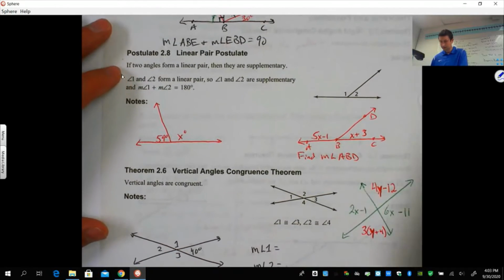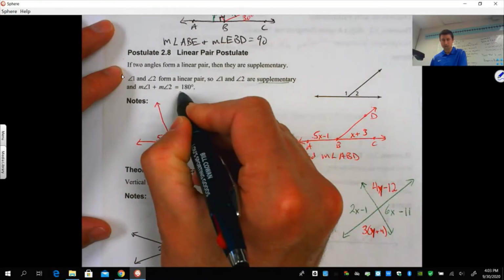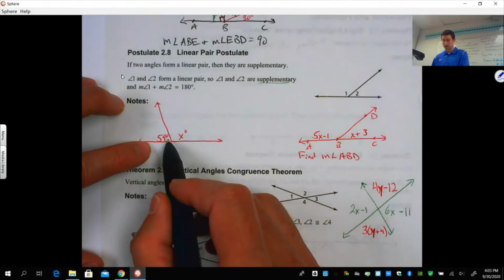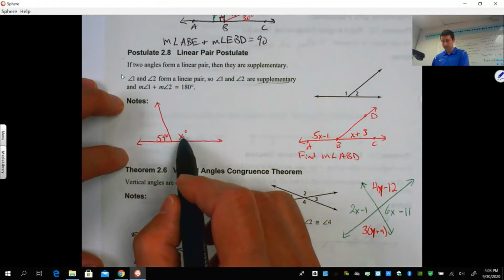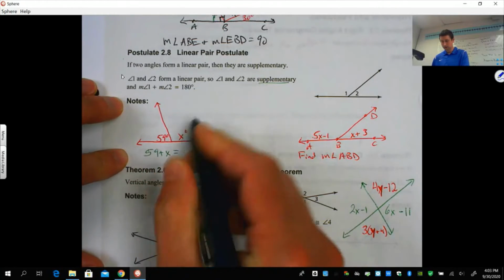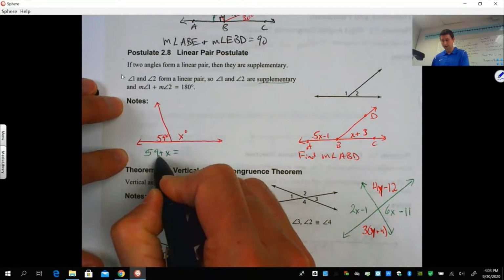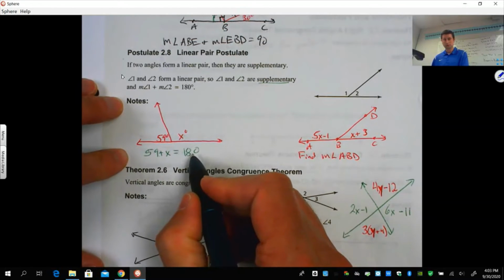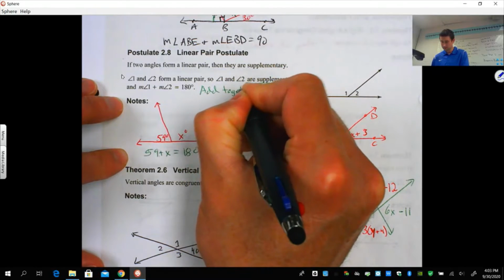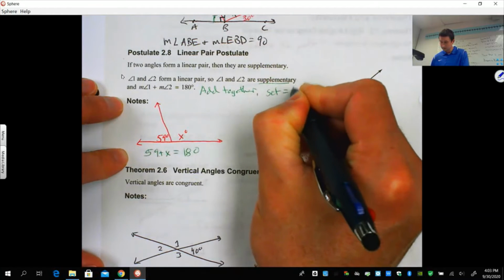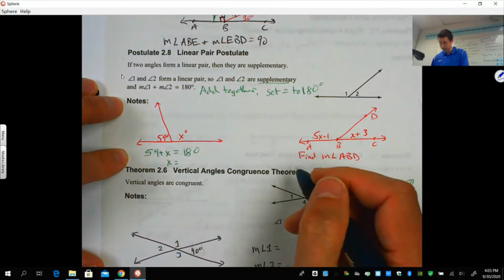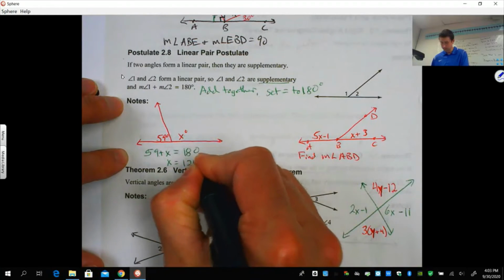Linear pair postulate, if you have a linear pair, they're supplementary, so they add up to 180 degrees. This is when we start getting to some of the algebra, practicing that. So we have a 59-degree angle here, not drawn to scale. We have x. They want us to find that value of x. So 59 plus x, we know these have to be supplementary, so you add them together, set them equal to 180. So if you have a linear pair, you're going to add together, set equal to 180 degrees. So we get x equals 180 minus 59 would be 121 degrees.